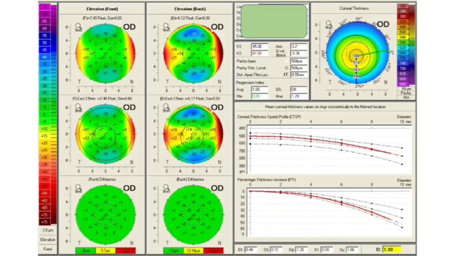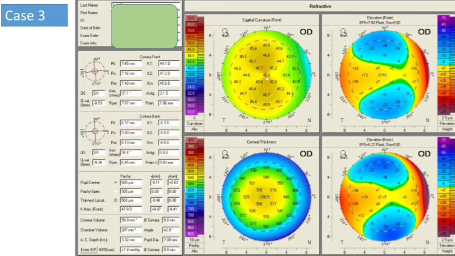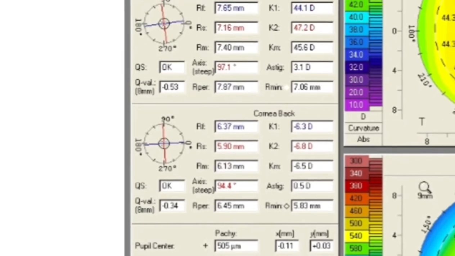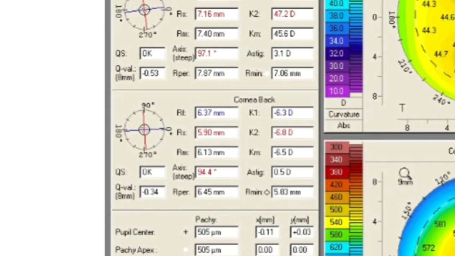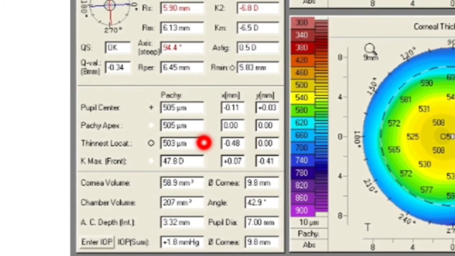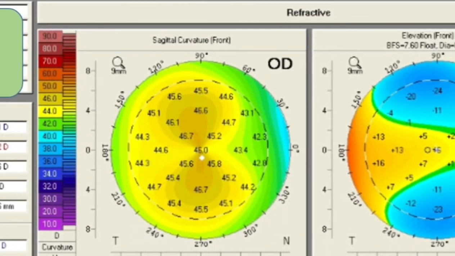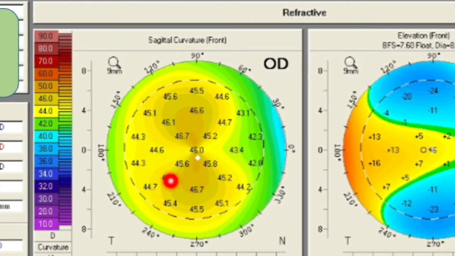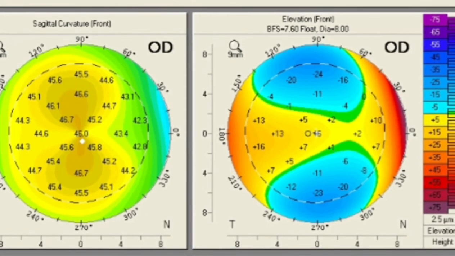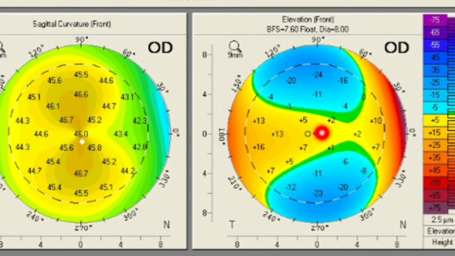So, now let us move to another case. Here, if you take a look at the QS part, it is okay, the Q value is also normal, Kmax value 47.8 normal, thinnest local is also normal, and the y axis is also normal. If you look at the sagittal curvature, this is a symmetrical bow tie pattern, and the difference of the corresponding opposite points is also less than 2.5, it is normal. The thinnest local point and corresponding point is less than 8, normal, and in the central 5 area also it is less than 18. So, it is normal.